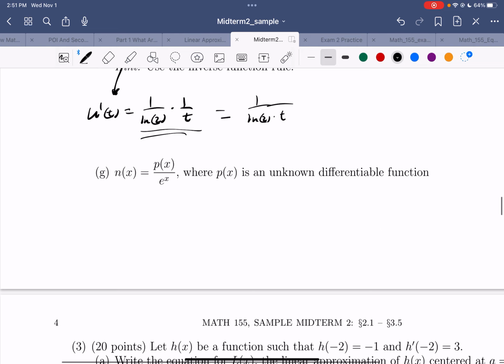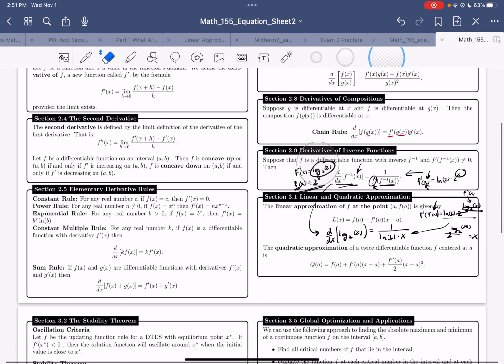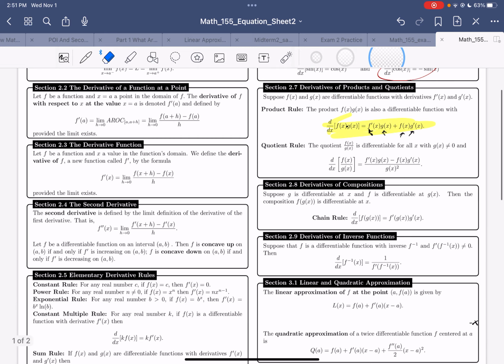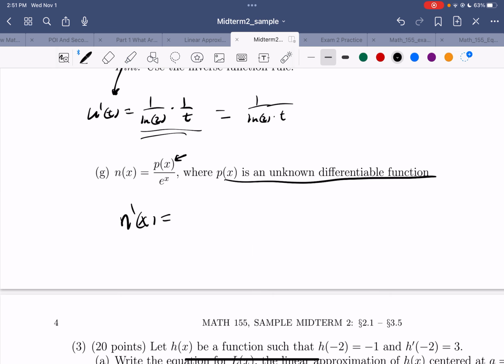All right, last question on this page. N prime of x is, and now look, this is some function of x. This is an unknown differentiable function of x. Sorry I mumbled so much. And I have a function divided by another function. That's called a quotient in the math biz. And what do you know? We got a function divided by another function. We got a formula to follow on a formula sheet. It's called the quotient rule.